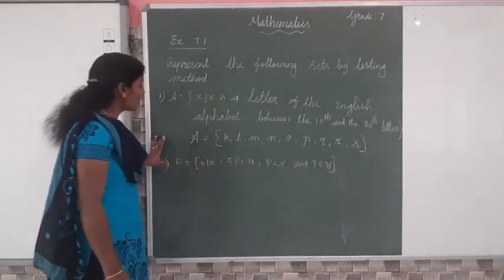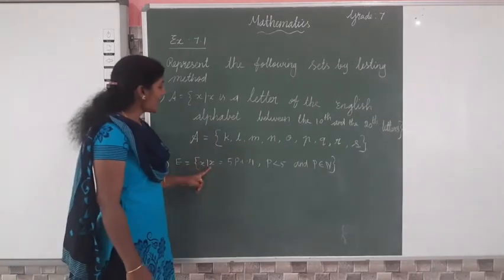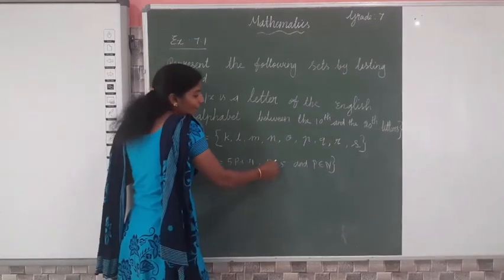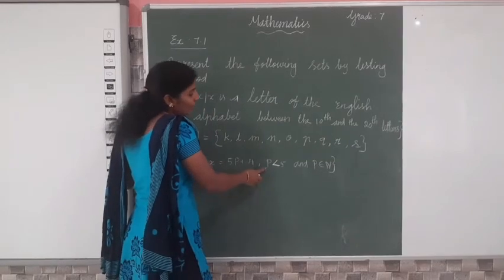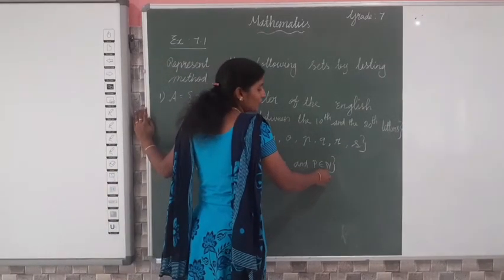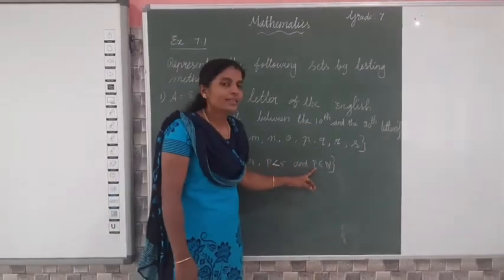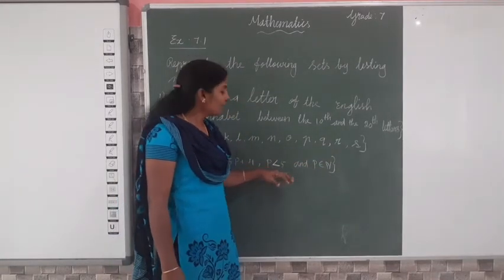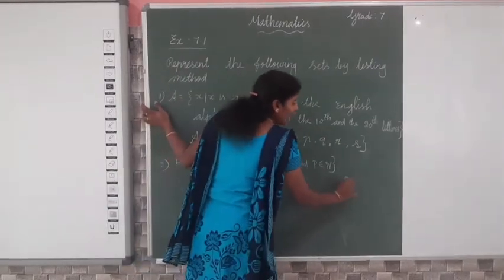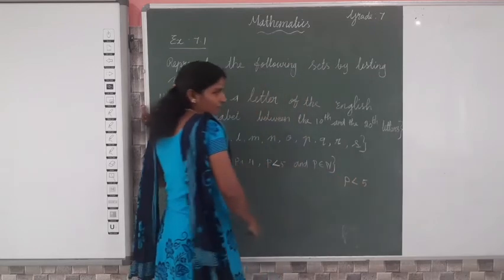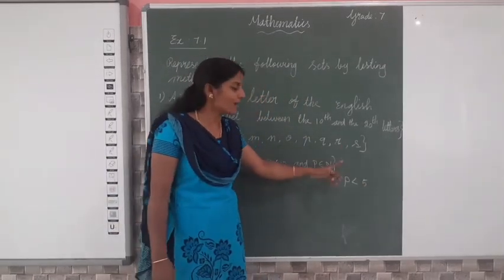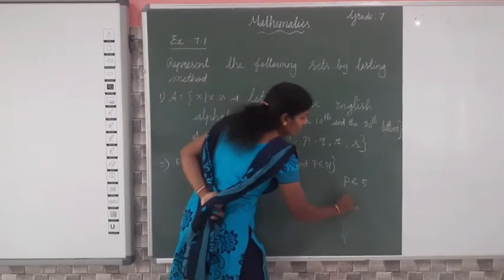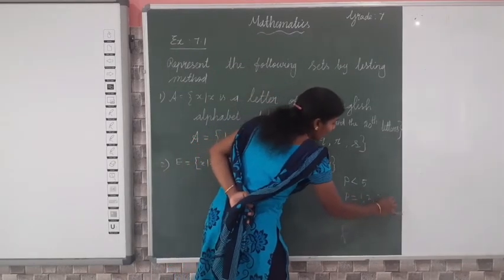Now, the second one, E is equal to X such that X equals 5P plus 4. They are given the condition P less than 5, and P belongs to N. P value, that is natural number. And one more condition, P less than 5. P less than 5 means before 5. Before 5, what are the natural numbers? We can write 1, 2, 3 and 4.